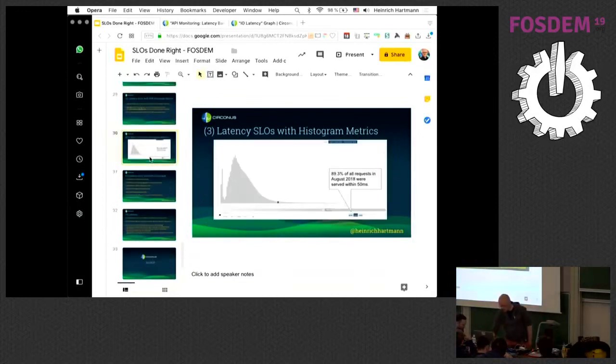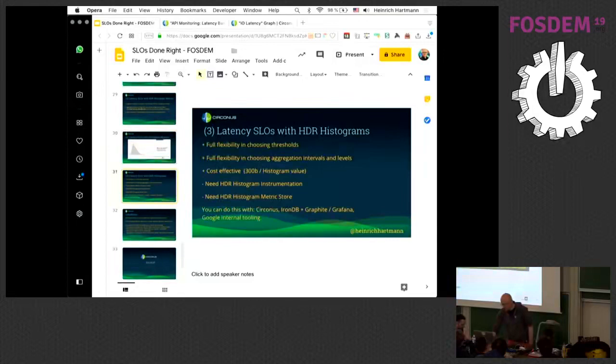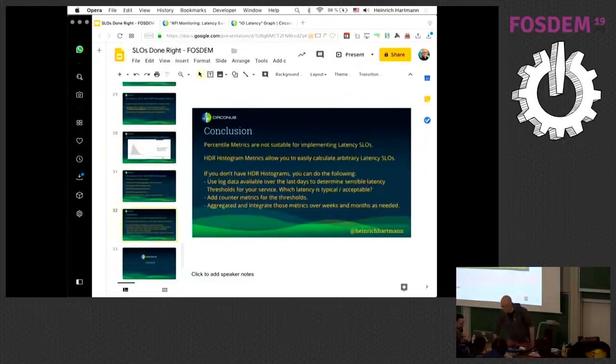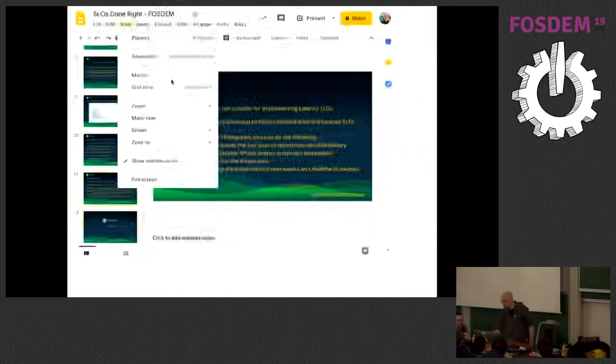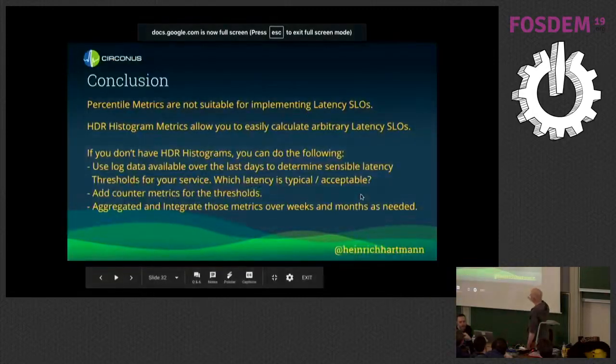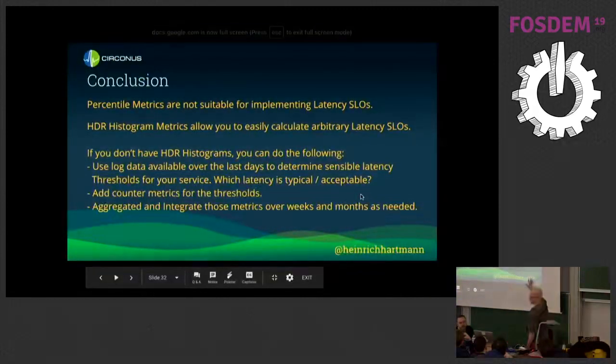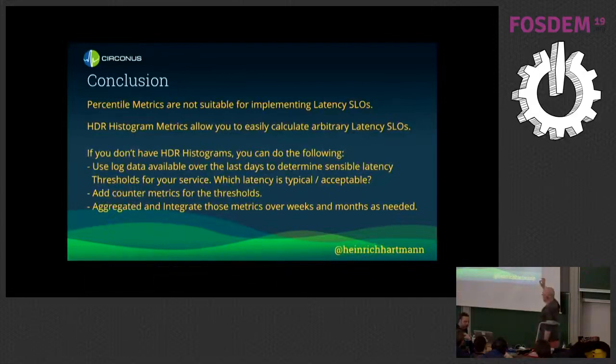So yeah, I just want to tell you, percentile metrics are not suitable for SLOs. If you want to take one thing away from here, if you just have percentiles, then it's not good enough to do your SLOs. HDR histograms are just the ultimate answer that I know, and you should try it out if you want.